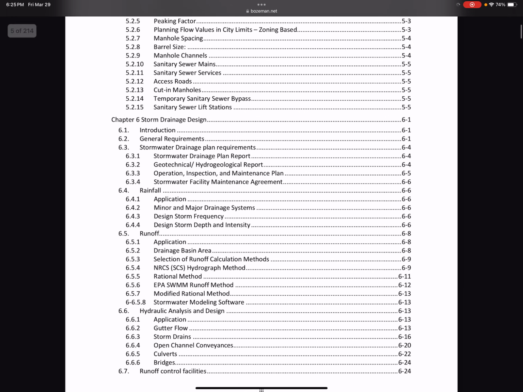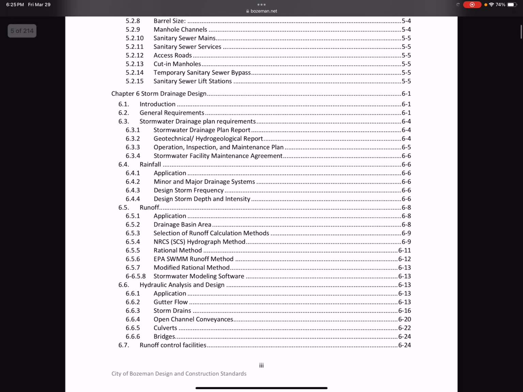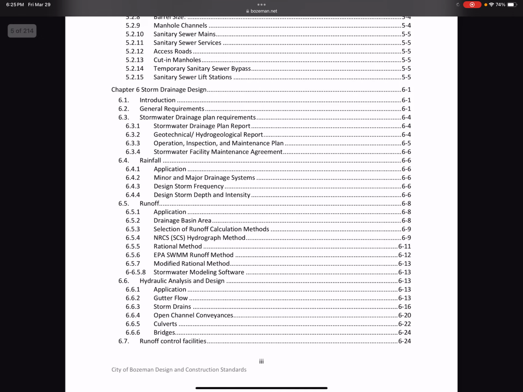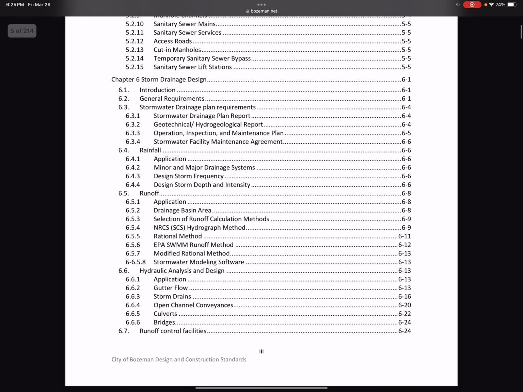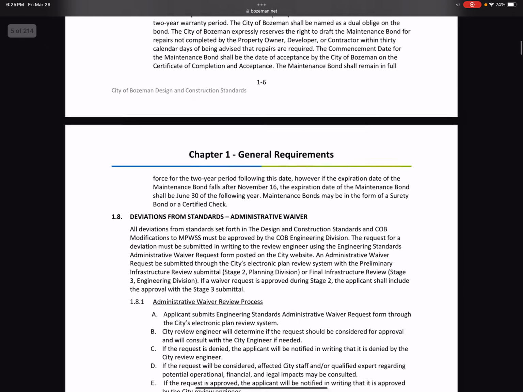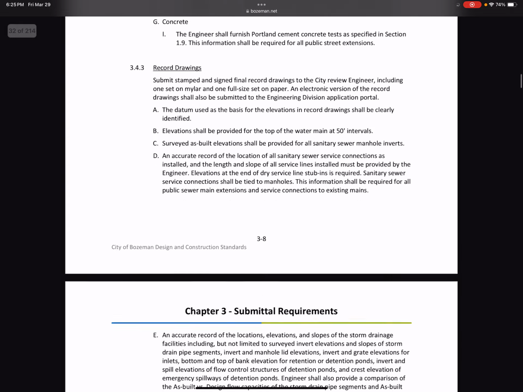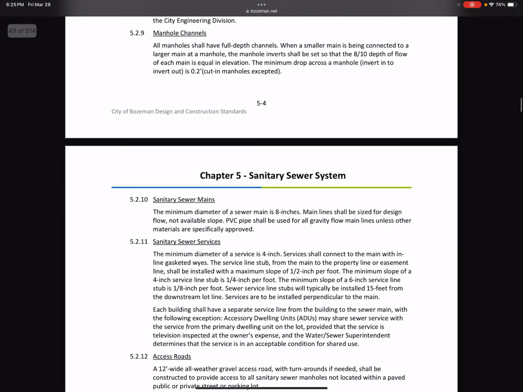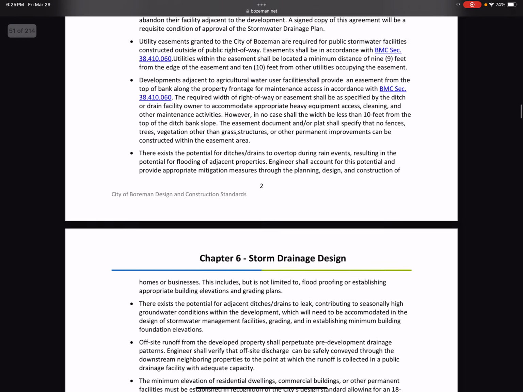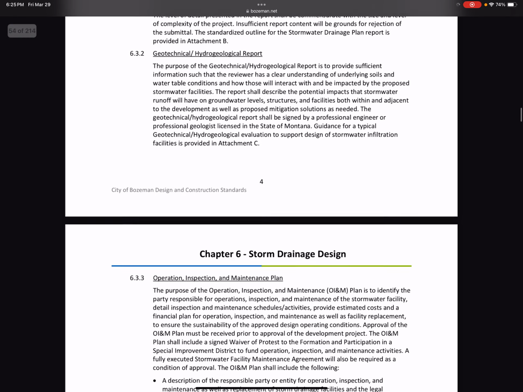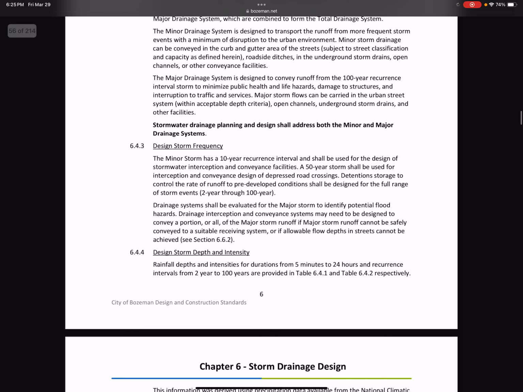So this is in chapter 6. They talk about rainfall, and they say design storm depth and intensity at 6.6. So we're going to go to 6.6 here. Go to 6.6. Here we are, 6.5, 6.6.